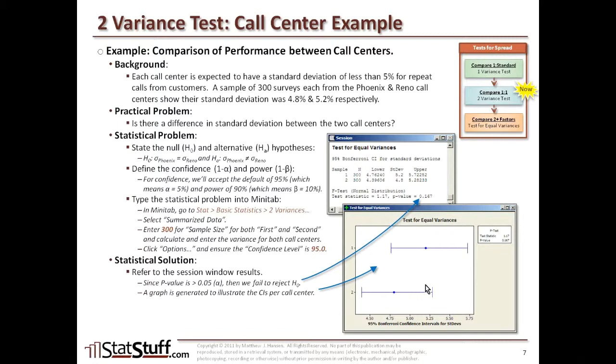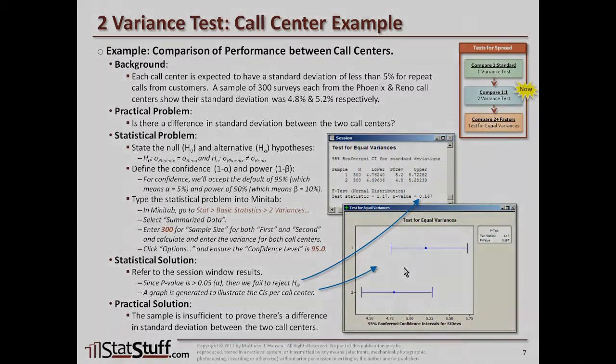We could also get a graph that's generated to illustrate the confidence intervals between each of the different call centers we're comparing. As you can see, there's a lot of overlap between the two. Because there's a lot of overlap in these confidence intervals, it's probably why the p-value is as high as it is, because we're not as confident that they're distinct from each other. Chances are that for the population, the actual variance between them could end up being about the same. So for the practical solution, we might say the sample that we have is insufficient to prove there's a difference in the standard deviation between these two call centers.